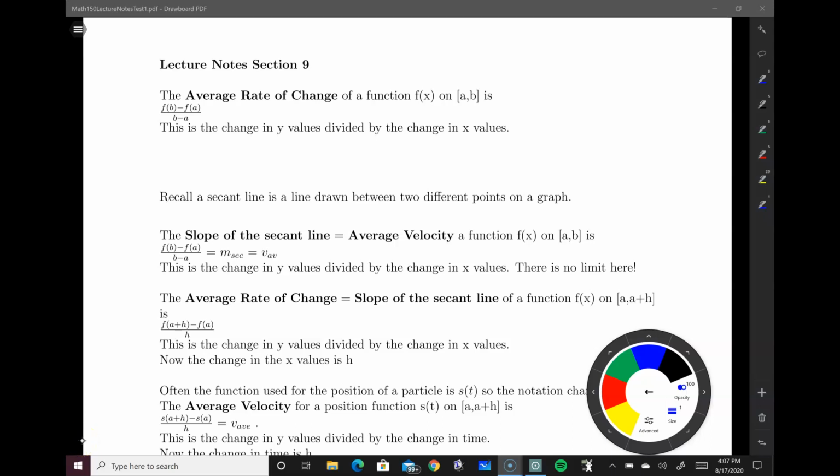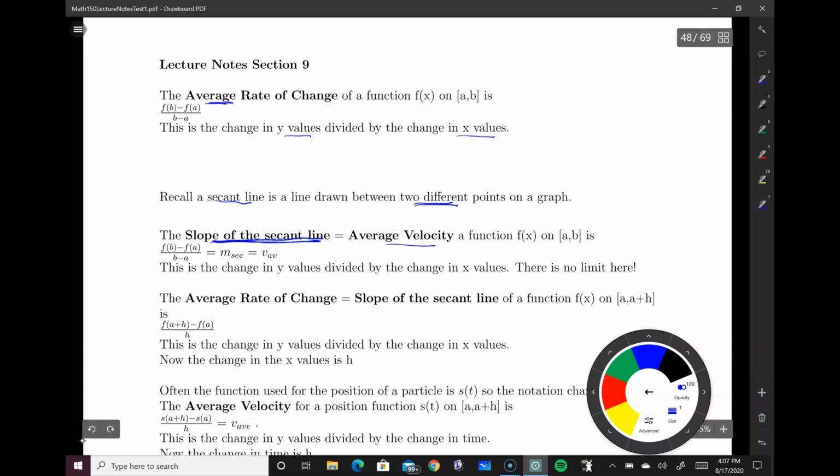All right, so let's move into average rate of change. Average rate of change is what we want to think of as the slope of the secant line. Remember I had you finding the slope of the secant line? The secant line was a line drawn between two different points. So average rate of change is between two different points, A and B, and it finds the change in the y values divided by the change in the x values. So it is the slope of the secant line.